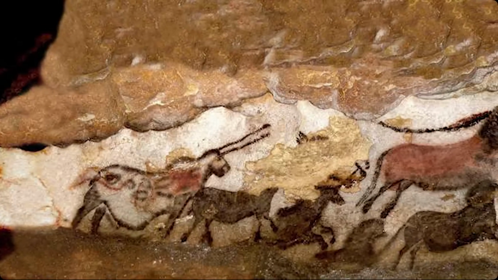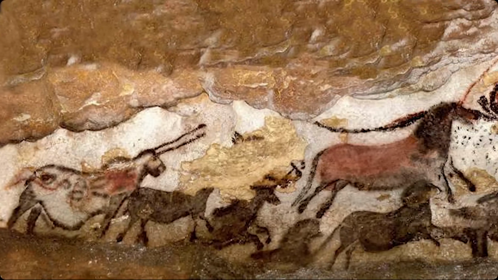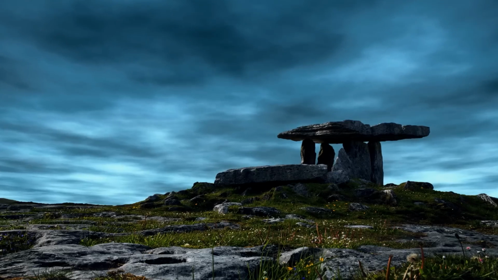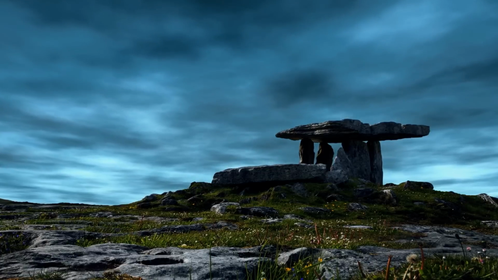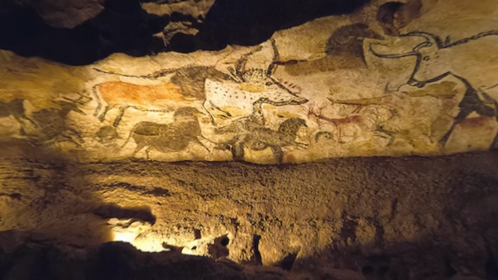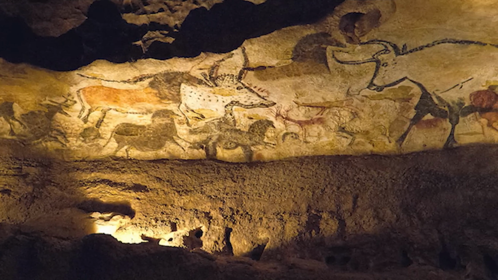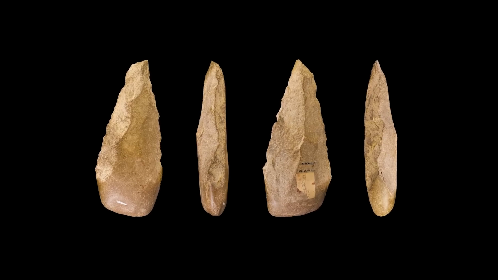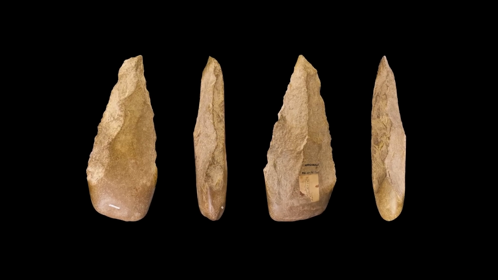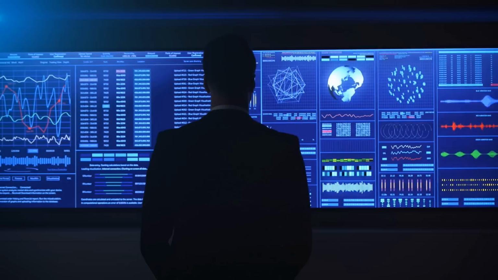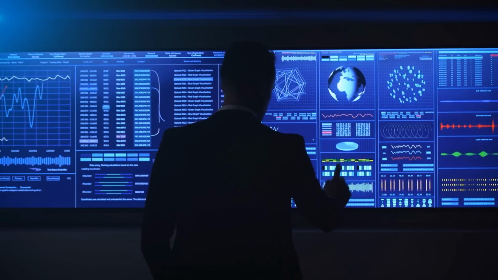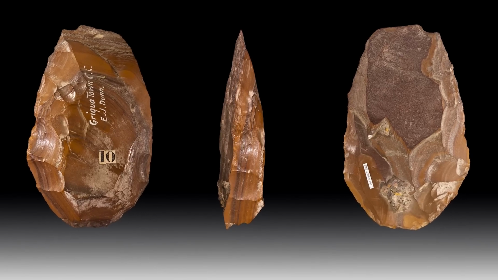The very beginning of our story is in the Lower Paleolithic, and we're talking about a time around 2.5 million years ago. Imagine this like the Stone Age of the Stone Age. We're way back in time. People back then were rocking some seriously basic tools. We're not talking about fancy gadgets. We're talking about cleavers and hand axes.